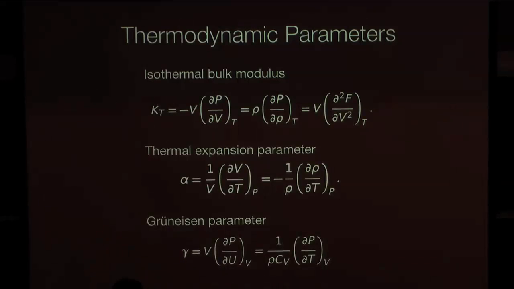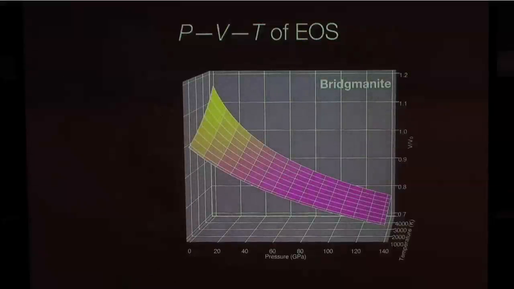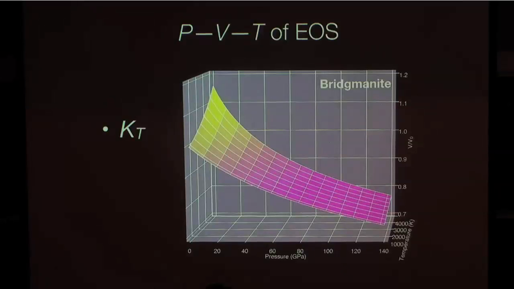Anybody else? Any questions? All right, so we're coming back to this slide of the shape of the equation of state in parametric space of pressure, volume, temperature. The quiz: bulk modulus. What aspect of this plane is sensitive to bulk modulus?